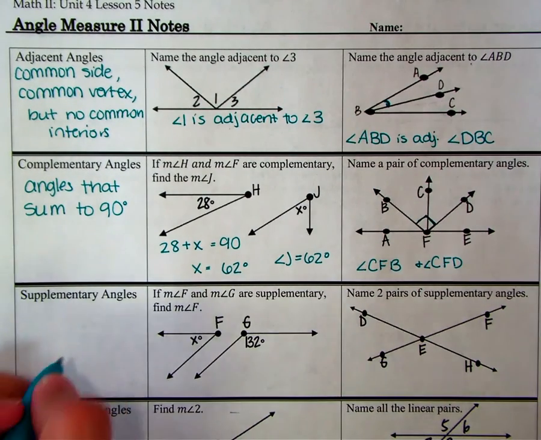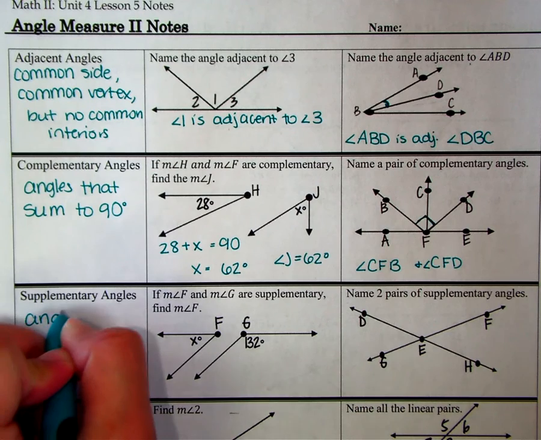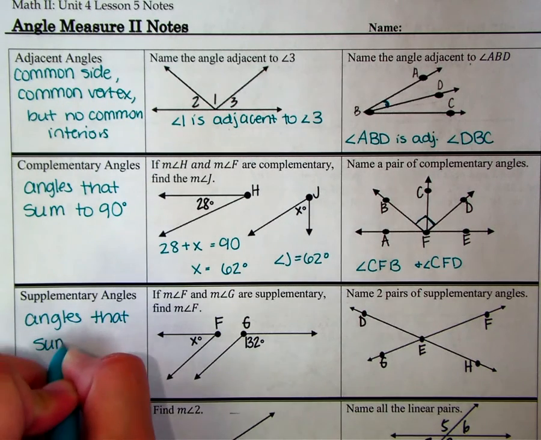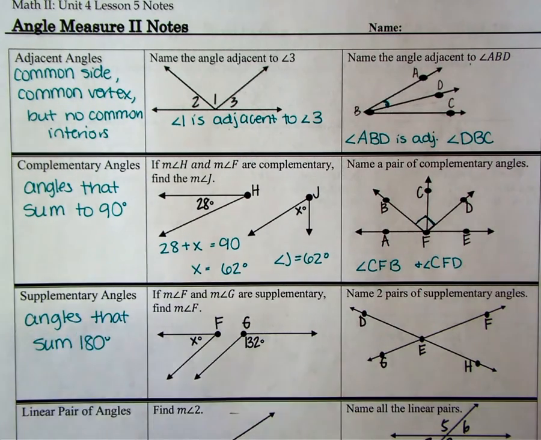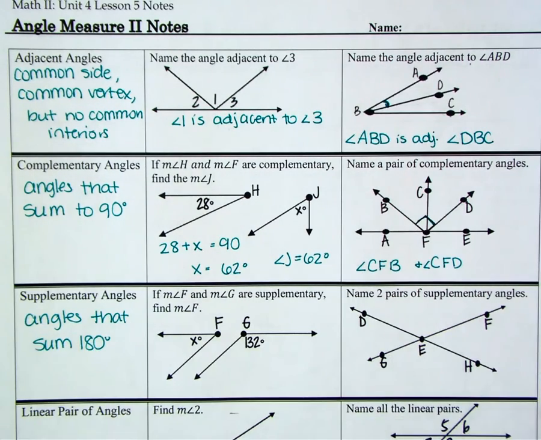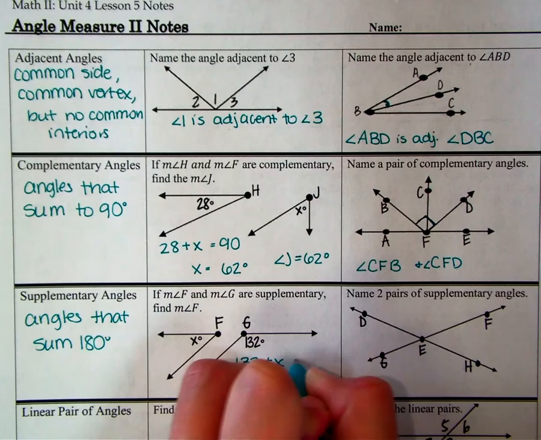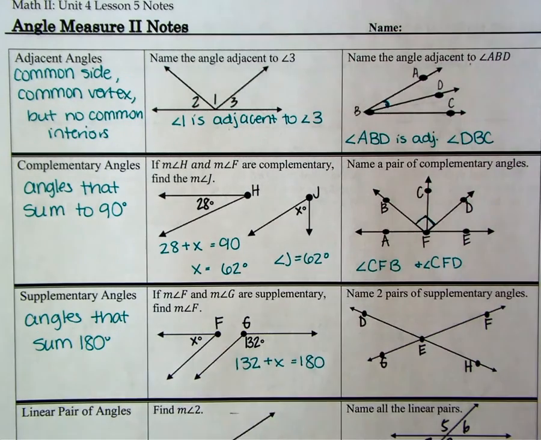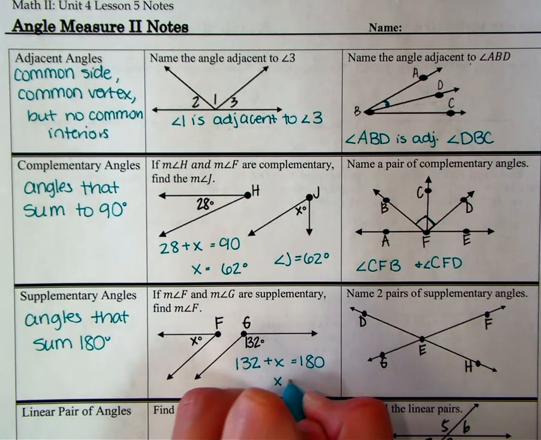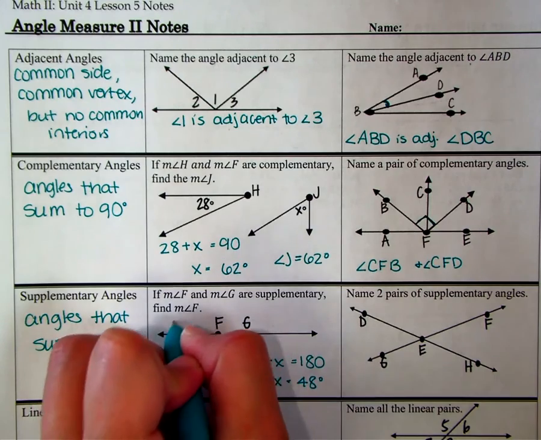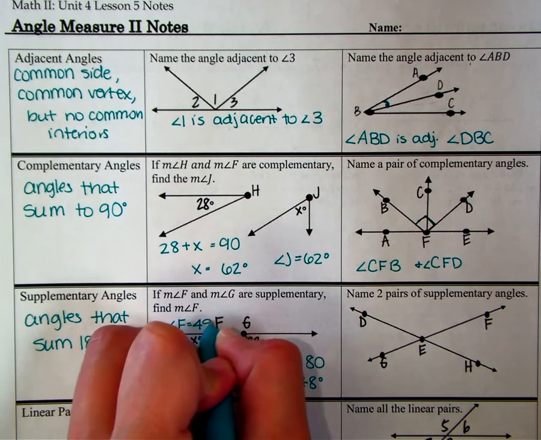Supplementary angles are angles that sum to 180, which means when they're added together, they equal 180. They make a straight angle together. So if F and G are supplementary, find the measure of angle F. So 132 plus x equals 180. Subtract 132 from both sides, and we find that x is 48 degrees, which means that angle F is 48.